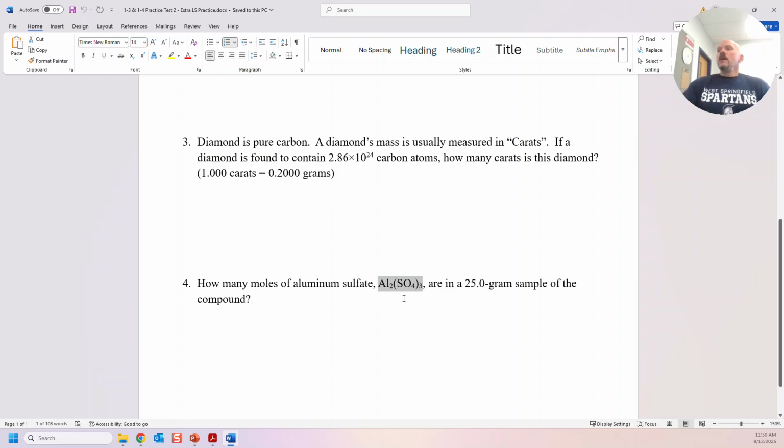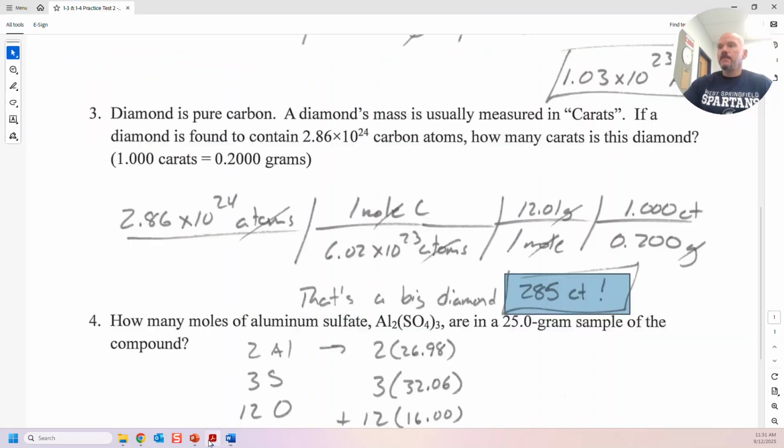So we got to be able to look at this and understand that we have 2 aluminums. This 3 gets distributed through the parentheses. So we have 3 times 1 sulfur, and 3 times 4 oxygen atoms. We're going to have to go to our periodic table, find aluminum and multiply it by 2, find sulfur and multiply it by 3, and find oxygen and multiply it by 12, and then add them all up to get the molar mass. But then once we have that molar mass, it's just 25 divided by whatever that molar mass is, and that's going to be our answer.